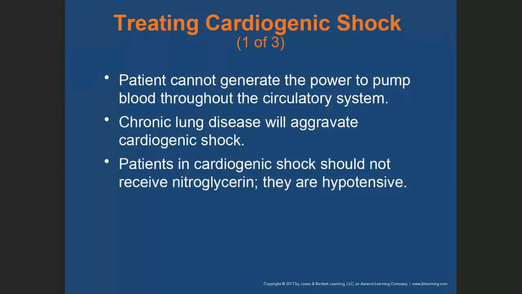Now let's look at treating the specific shocks. Now for cardiogenic shock, the patient cannot generate power to pump blood throughout the circulatory system. Chronic lung disease can aggravate cardiogenic shock. Patients in cardiogenic shock should not receive nitroglycerin, which is a vasodilator, if they are hypotensive.